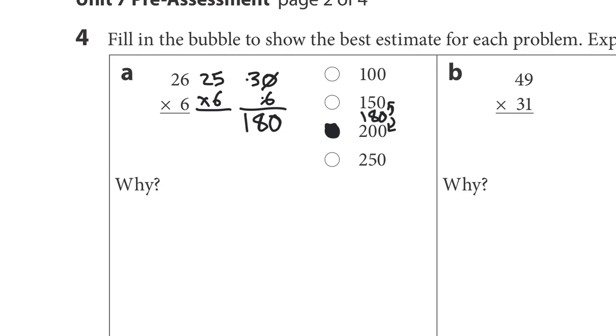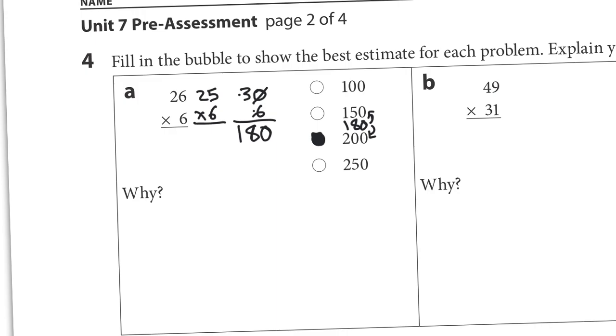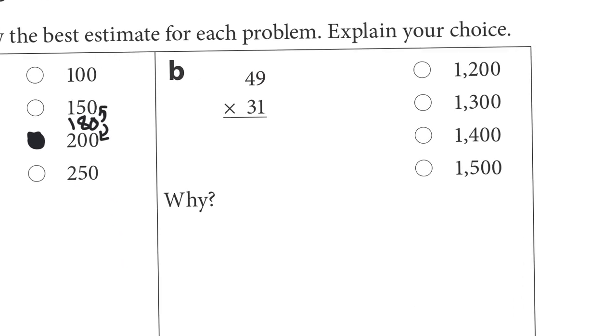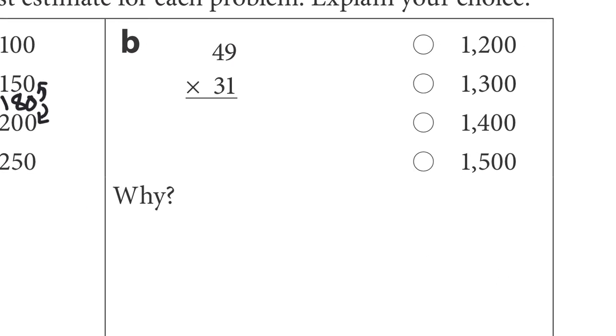If I said why, I could simply write how I rounded 26 to 30. My answer was 180, and it was closest to 200. That would be my reason why. Okay? Because estimating is maybe just a little bit more abstract, I'm going to do this one as well.